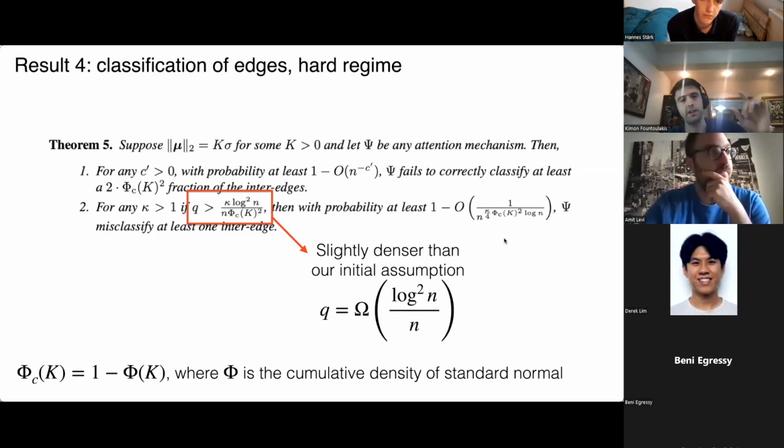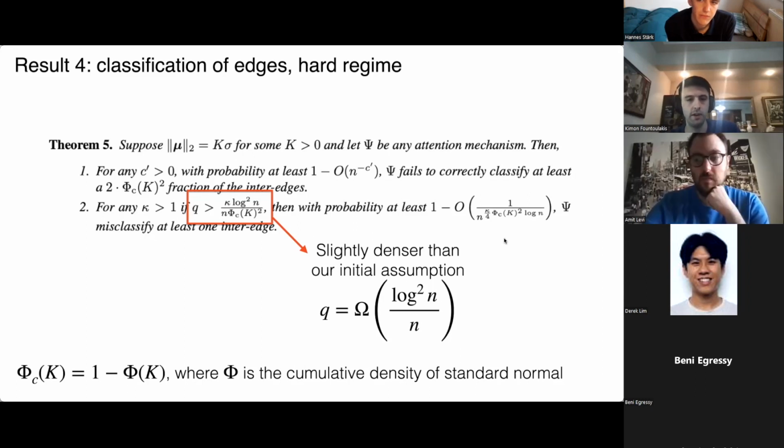Okay, so we have 2 parts, right? In the first part, when k is constant, we have constant fraction of misclassification. The question is how much, and that's going to be shown in the next slide. And the second part is that if you have a slightly noisier graph, but k is non-constant, then we still have at least 1 misclassification for the edges.